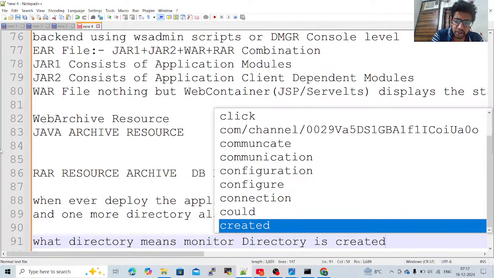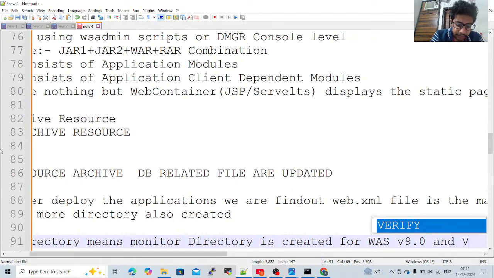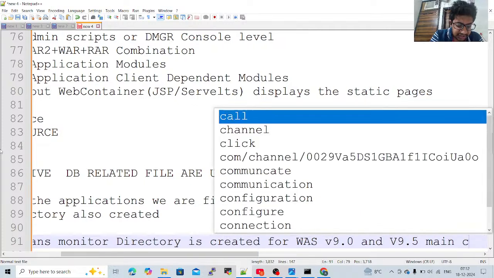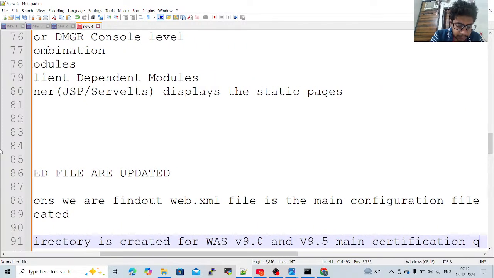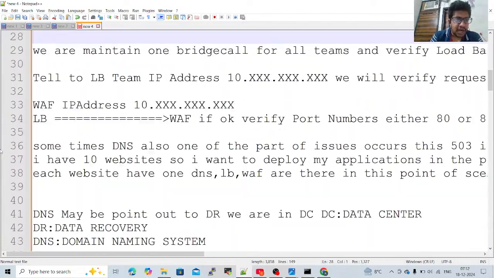This is one of the certification questions. We can identify it clearly in the logs. It clearly shows in the logs, while deploying a new application or updating the application, that the monitor directory is created. This is one of the most common certification questions for WAS 9, for versions 9.0 and 9.5. Two real-time issues were identified in this.